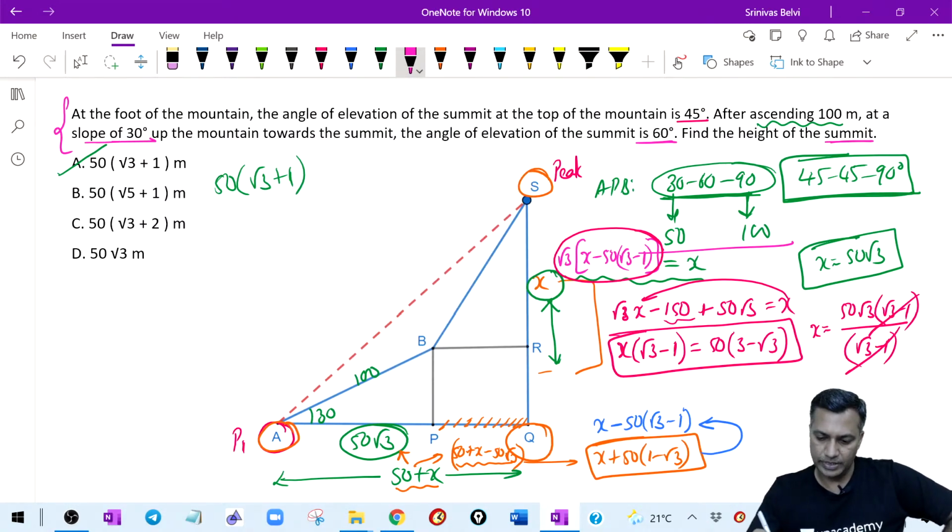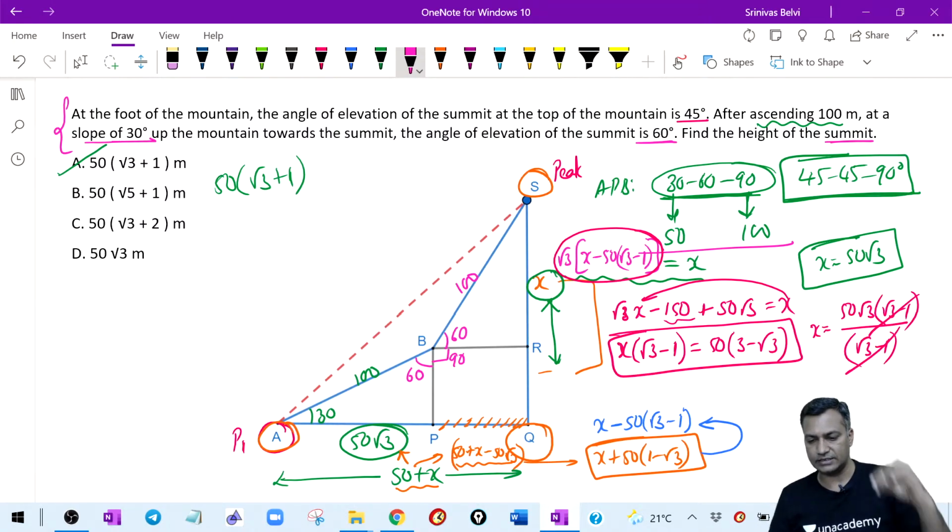So he's saying that BS also would become 100, right? What he has observed is this angle. So we know that this is 60. We know this is 90, and we know this has become another, this is another 60. 60, 60, 60, 60 and 90. So therefore he has figured out this particular angle.